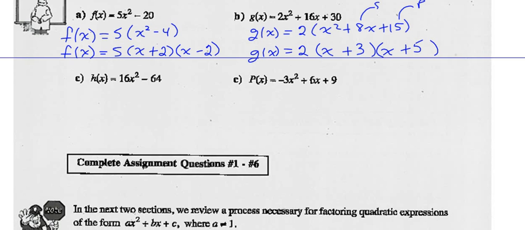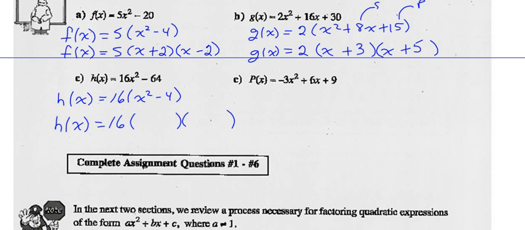Next is h of x, which is 16x squared minus 64. Let's factor that. Looks like it's got a common factor. I can take out a common factor of 16. That leaves me x squared minus 4. And from there, I know that x squared and 4 are both perfect squares. So the square root of x squared is x, the square root of 4 is 2. Make one positive, make one negative, and we factored h of x.